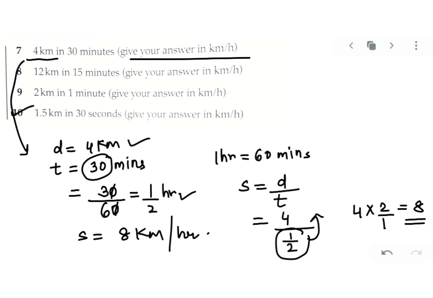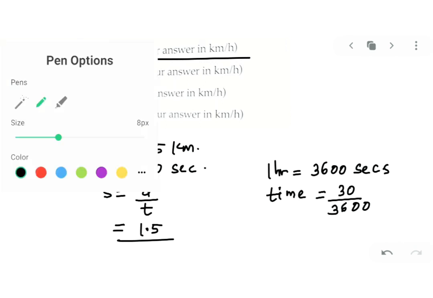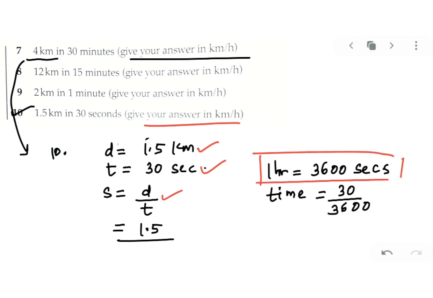Can we do problem number 10? In your problem number 10, it is given that distance is 1.5 kilometers. Your time is 30 seconds. You have to give your average speed. For finding average speed, the formula is distance upon time. But here, you have to give your answer in kilometer per hour. So distance is in kilometers, but time is in seconds. How to convert your seconds into hours? 1 hour is equal to 3600 seconds. That means your time 30 seconds, to convert into hours, you have to divide by 3600.